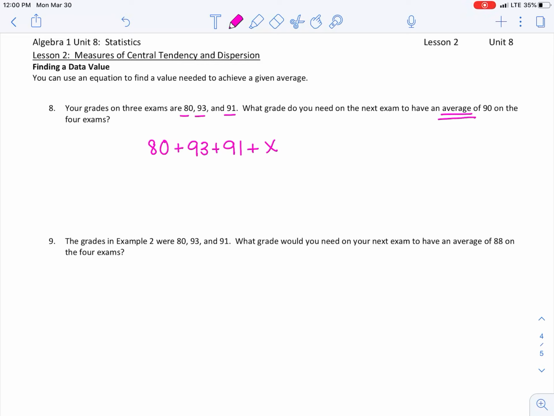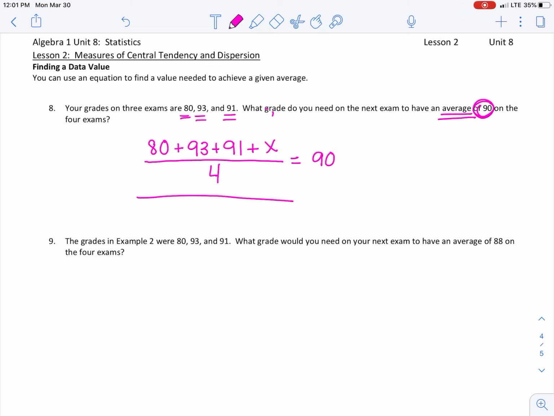Okay. And then in order to find average, you have to divide by the number of data sets you have. So we have 80, 93, 91, and we also have this X that we don't know yet. So that's a total of 4. And we're going to say that that's equal to the average, and it's telling us the average is 90. So that equals 90. Over here on the left side of our equation, we're dividing.